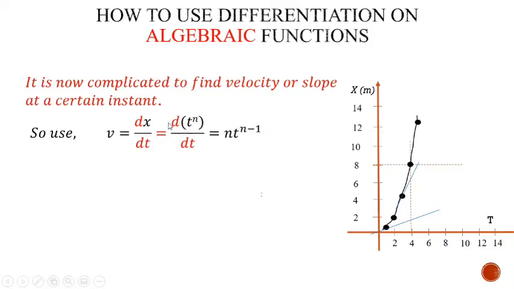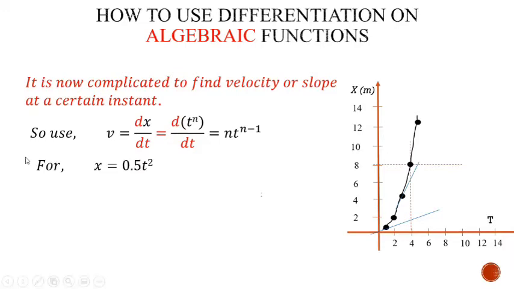Suppose the x value is t raised to n. Then in differentiation we will multiply with the existing power and reduce the power by 1. So n is the existing power, we multiply by that power, and the existing power is reduced by 1. This way you can perform the differential operation and find out the velocity directly.